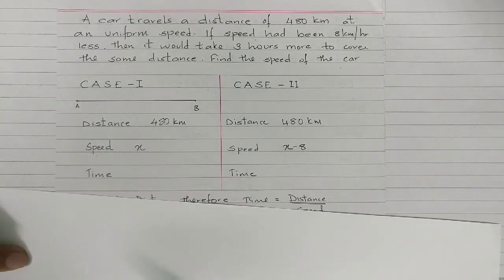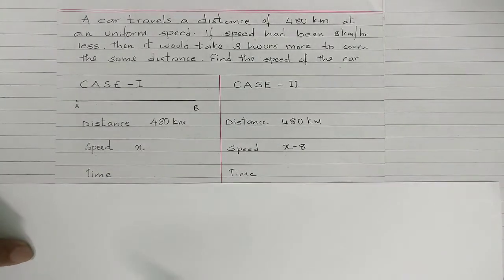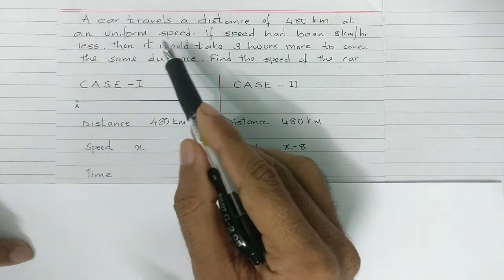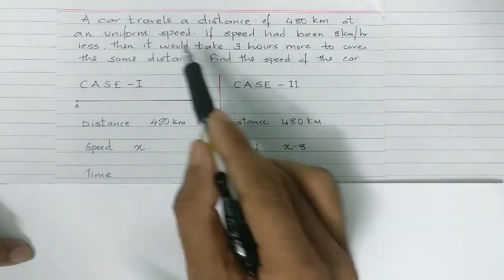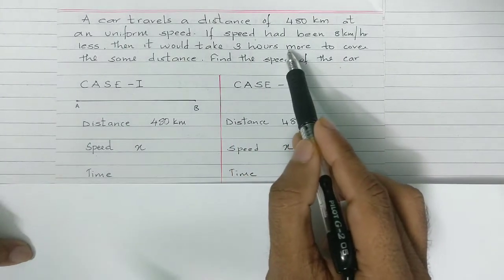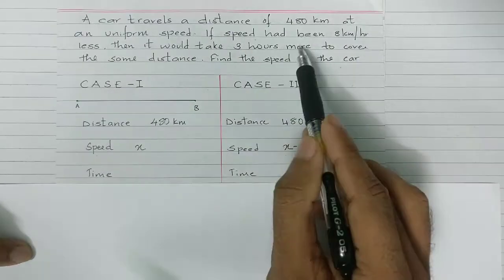So what would the time be over here? Time is something that is not given. The only thing you are told is that in these two cases, it would take 3 hours more. So we'll come to this part of it.